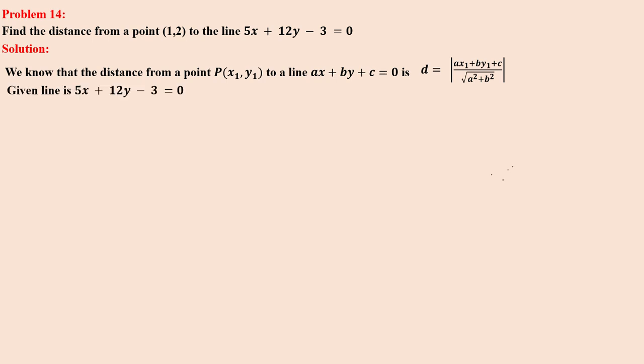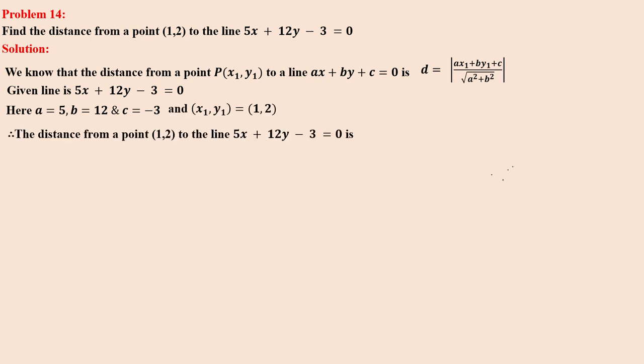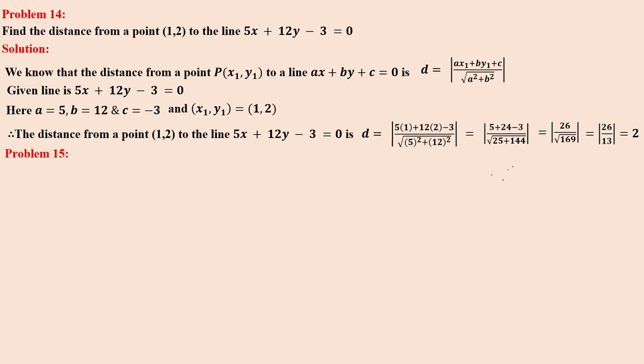So given the line 5x + 12y - 3 = 0, here a = 5, b = 12, c = -3, and (x1, y1) is the point (1, 2). Therefore the required distance is d = |5 into 1 + 12 into 2 - 3| / root of (5 square + 12 square), which is equal to 26 by root 169, that is 26 by 13, which is equal to 2. Next problem.